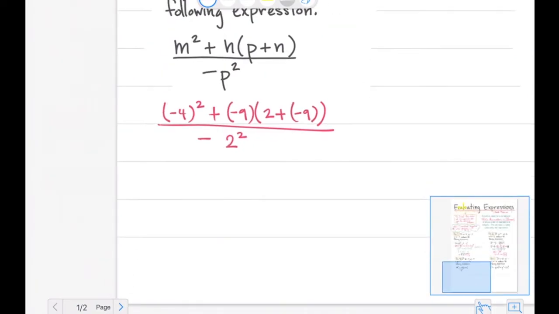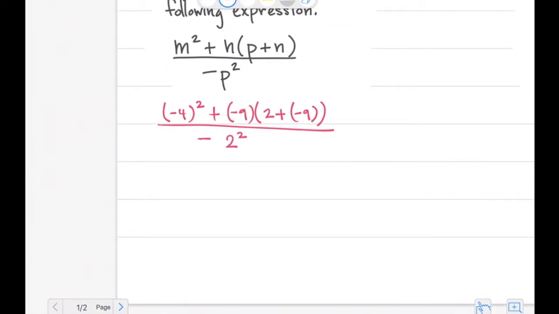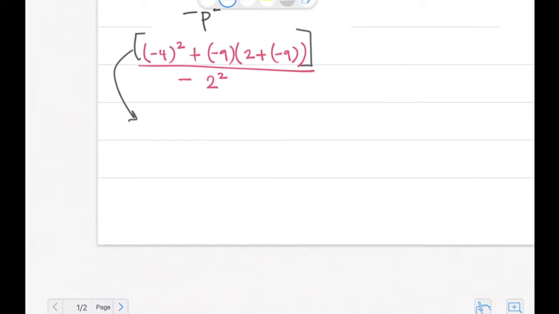All right, we do have another non-traditional grouping symbol here, and it's the fraction bar. So this top expression needs to be simplified fully before we divide by the denominator. So I'm going to go ahead and do the numerator separately from the denominator. Within the numerator, we do have parentheses acting as a grouping symbol. So we can say 2 plus negative 9 is negative 7. So at this point, we have negative 4 squared plus negative 9 times negative 7.